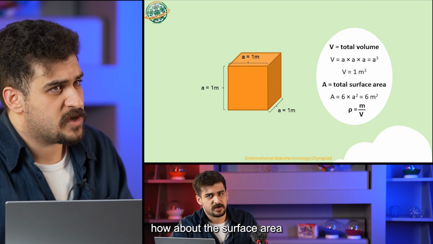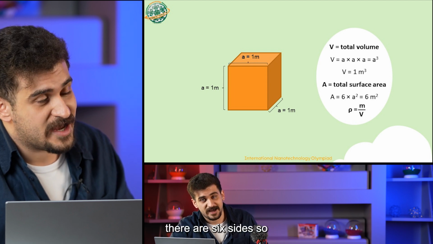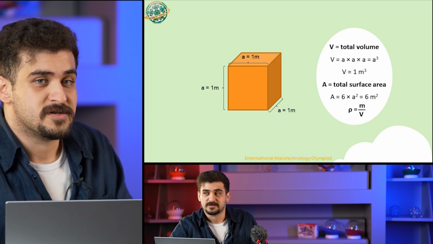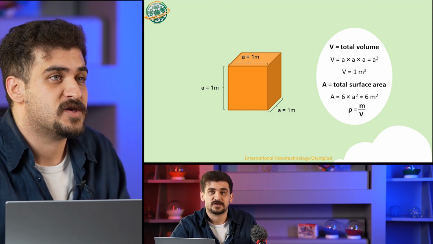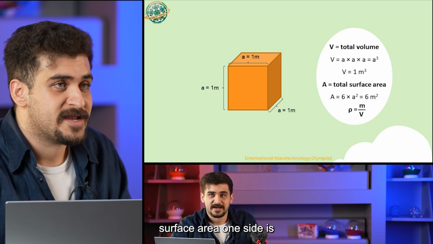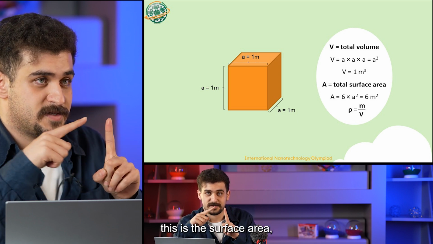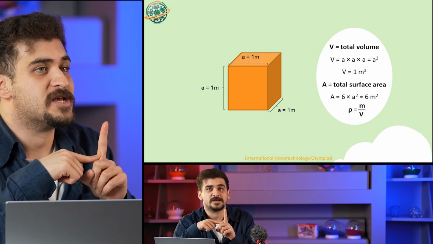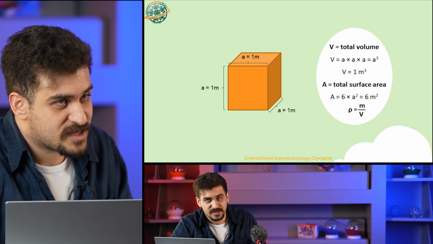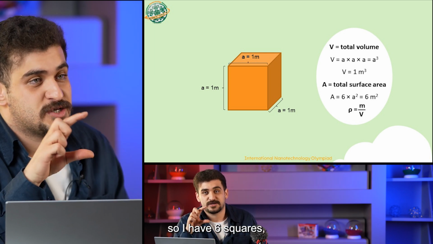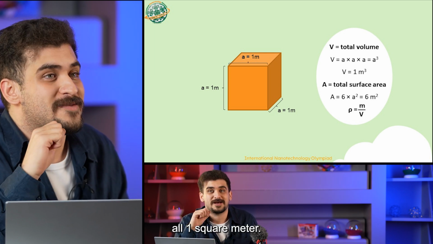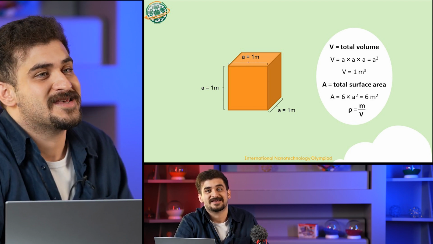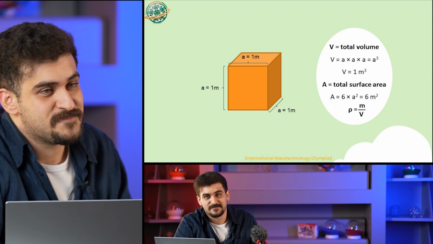How about the surface area? As you can see, there are 6 sides, so you have to add together all those sides' surface areas. One side is A times A, so the surface area would be 1 square meter, and I have 6 of them. So I have 6 squares, all 1 square meter. The total surface area is 6 square meters.